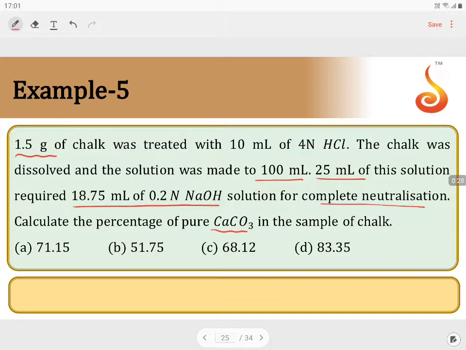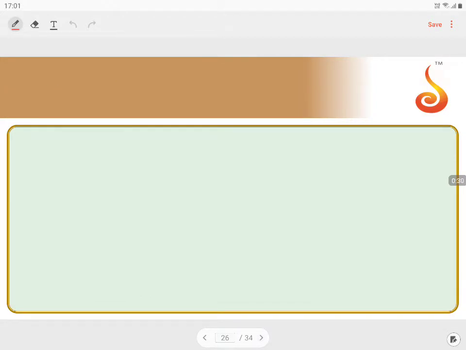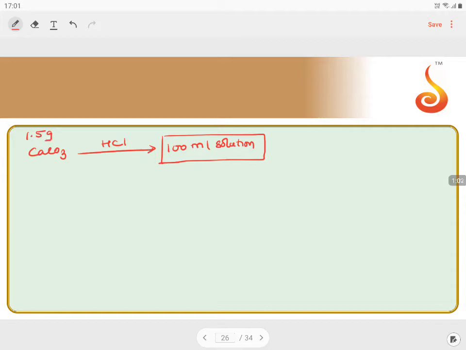So the total data, if you observe, let us frame a flow chart of it. Chalk is CaCO3. This is reacting with some HCl, and this solution is made up to 100 ml. We have taken 1.5 grams of CaCO3, dissolved in HCl and made into 100 ml solution.